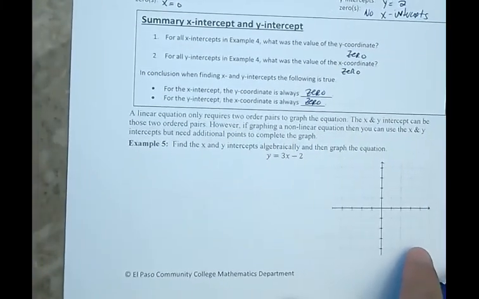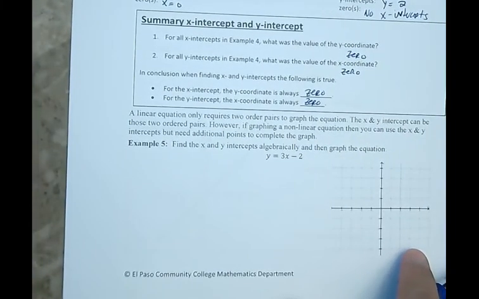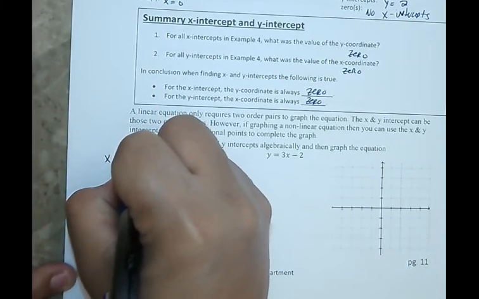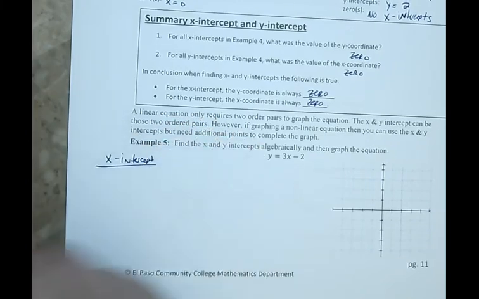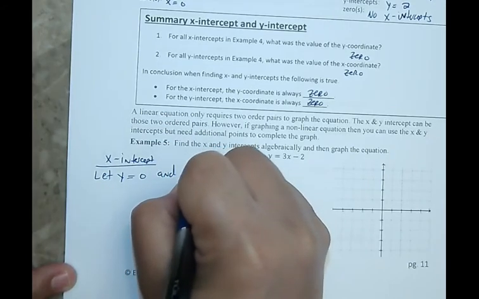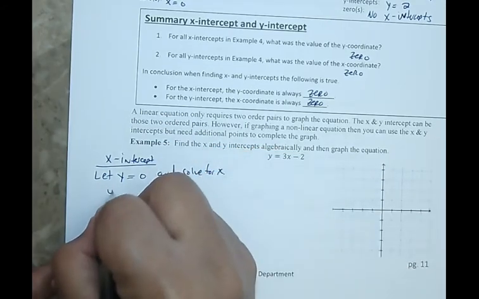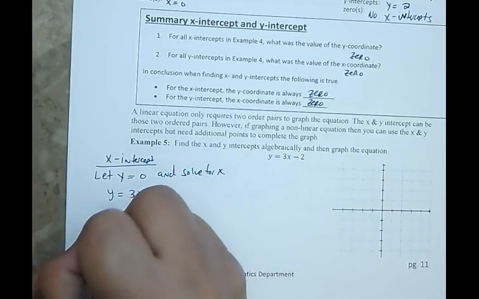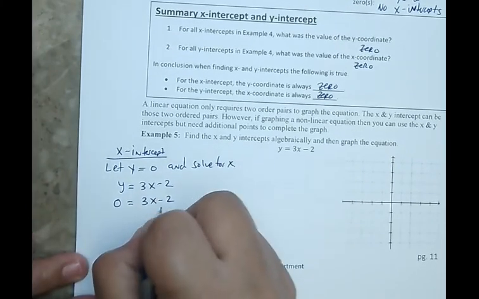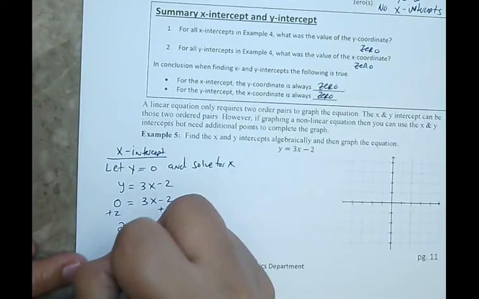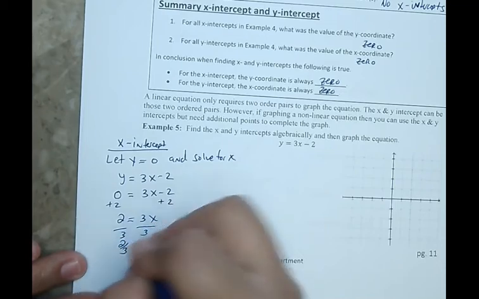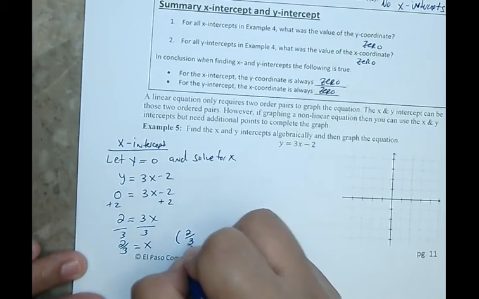Well, it can help us find the x and y-intercepts. If we don't have the graph, we can find it algebraically. So if you want to find the x-intercept, then just remember that we let y equals 0 and solve for x. So in our equation, y equals 3x minus 2, we let y equals 0 and solve for x. So I'm going to add 2 on both sides and divide by 3. So x is equal to 2/3. So my x-intercept is (2/3, 0).